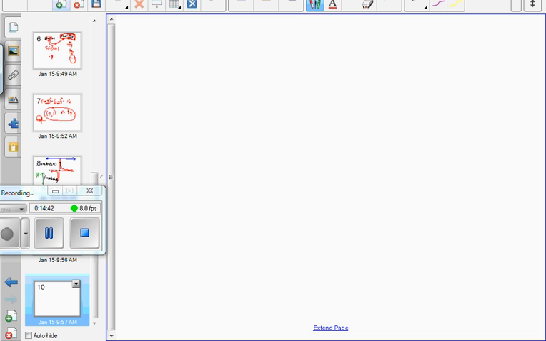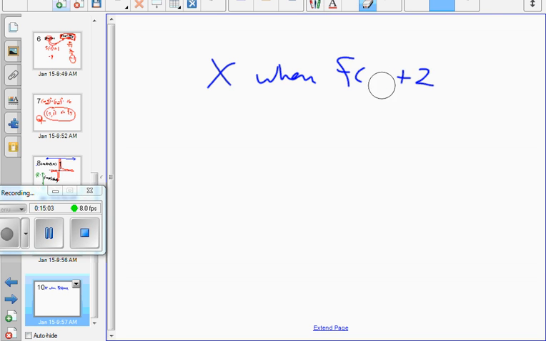It's on the first page of Unit 2. Okay. It was x plus 2, in the parentheses. F of x plus 2 is how you'd say that. And then equals -3.